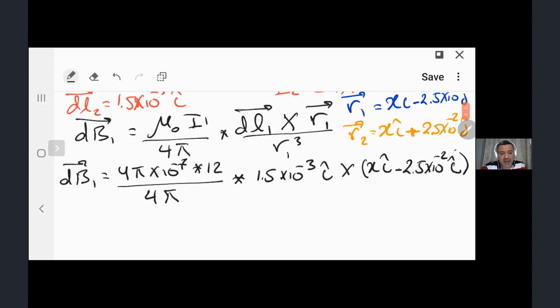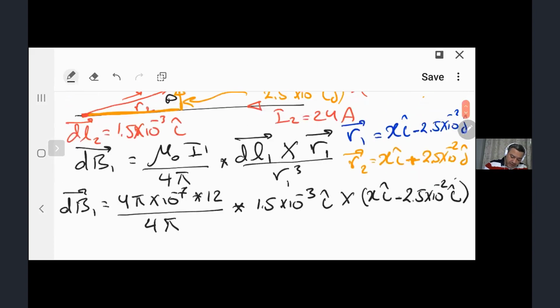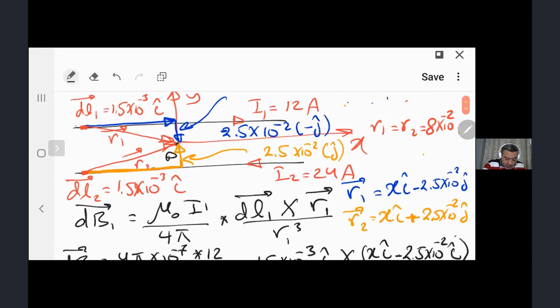It's i hat cross x i hat. It came from the vector R1. This vector R1 equals the summation of this vector, which is x i hat, in the positive direction, and 2.5 centimeter minus j hat. Same for R2, but the y is plus j hat.